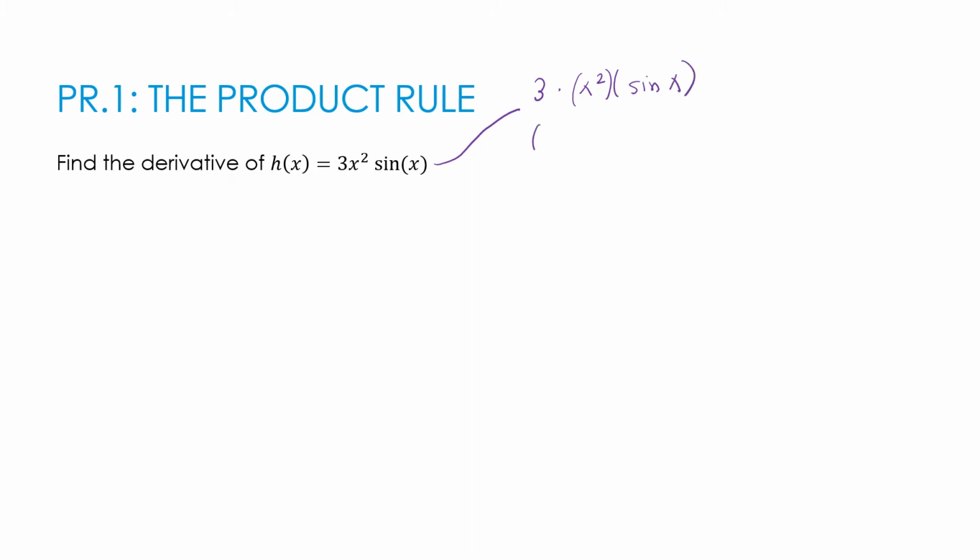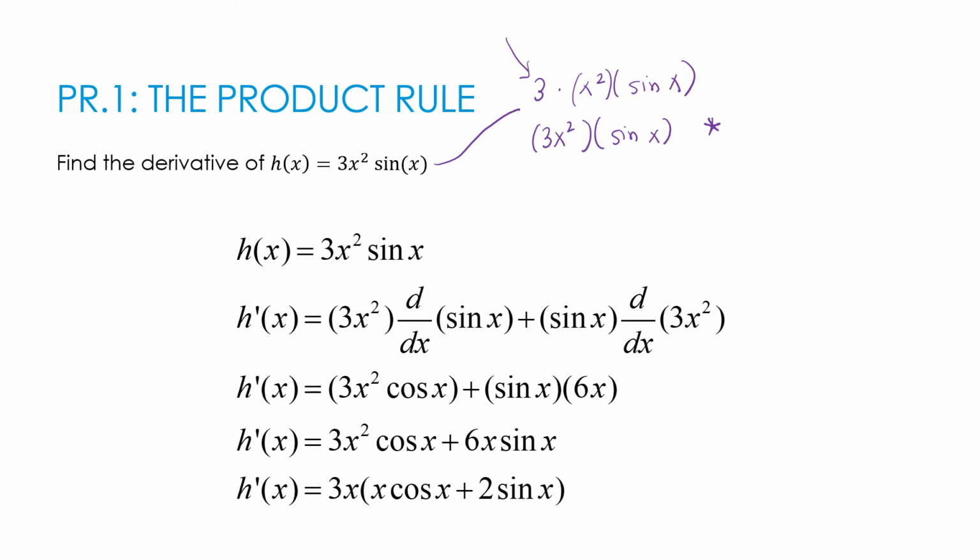Or I can take 3x squared as one of my 2 factors and then sine of x. So I'm going to solve it this way, but if you want to, just for fun, solve it using this way, you should get the same answer as me when we get to the end. So again, finding the solution using the product rule, here's my 2 products.